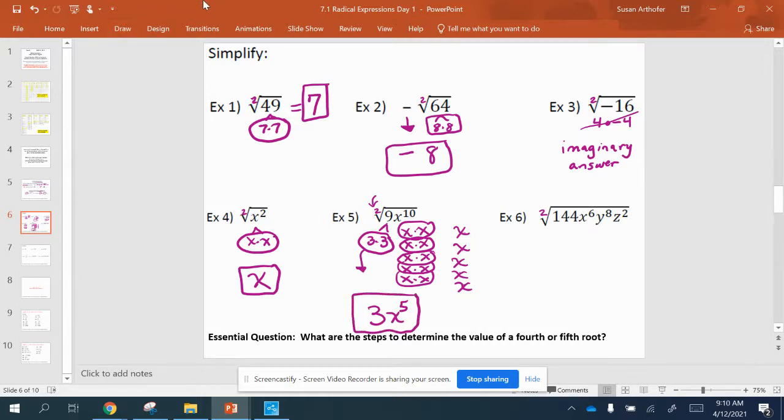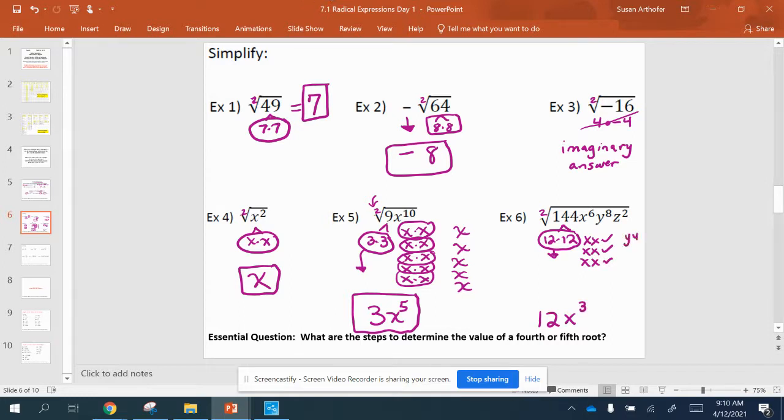Okay, let's do another one. 144 is 12 times 12. So you have a pair of 12's that can come out. So it comes out as just a 12. X to the 6. There's 6 x's. So we have an x, an x, and an x. So that's x to the 3rd.